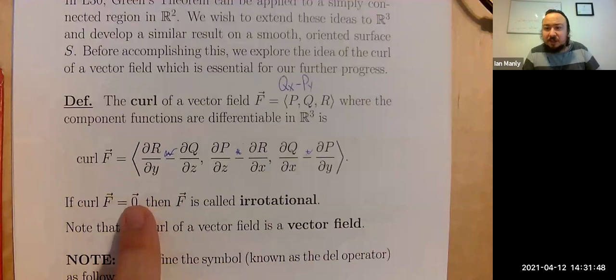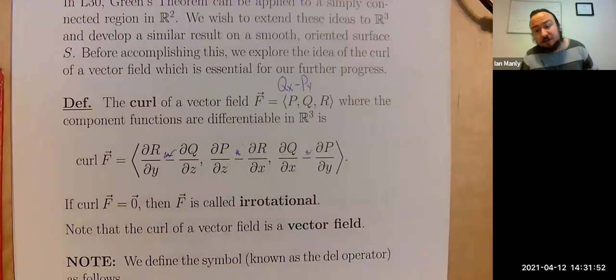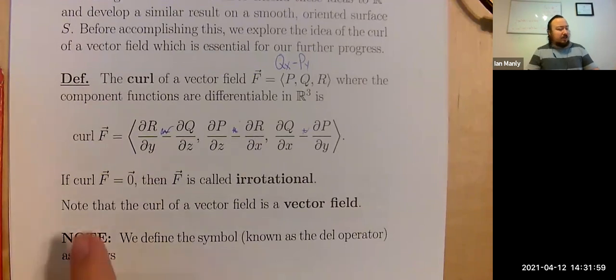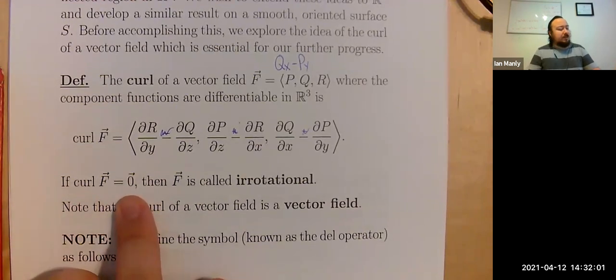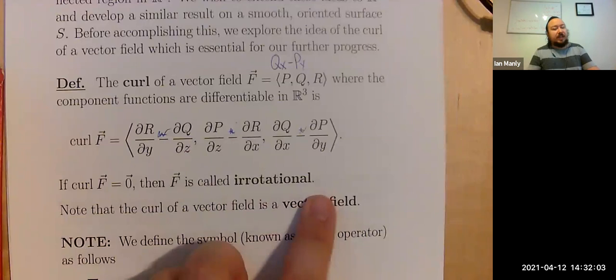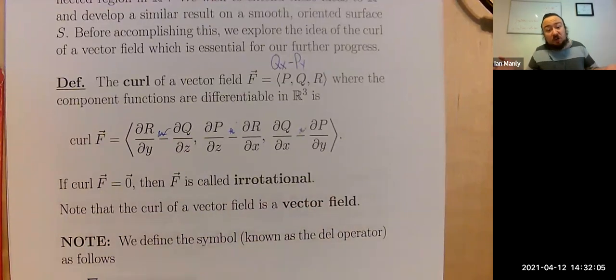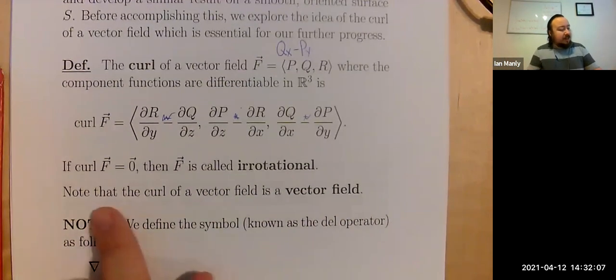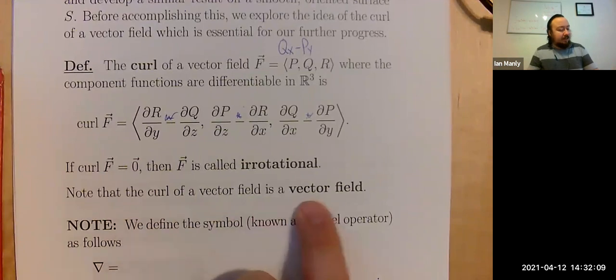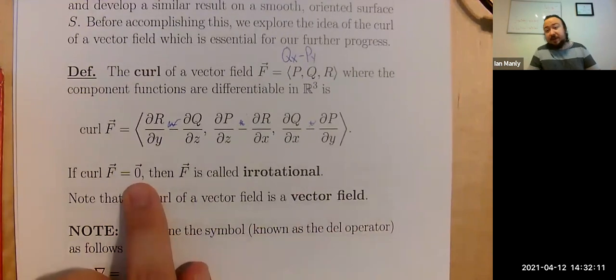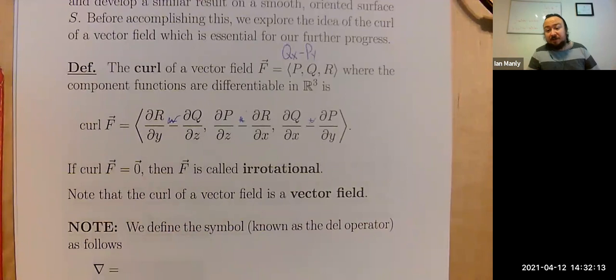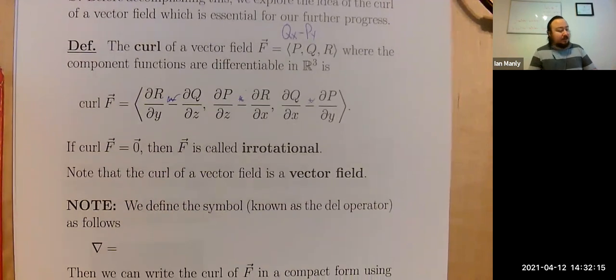I'm guessing we have to memorize this formula too. To be entirely honest with you, I don't have this formula memorized. There's actually a way of doing this where you don't have to memorize it, which I'll explain on the next page. All right. So if the curl is the 0 vector, then F is called irrotational, meaning it's not curling. And the curl of a vector field is a vector field because it's a vector right here, and it'll be a function of x, y, and z.